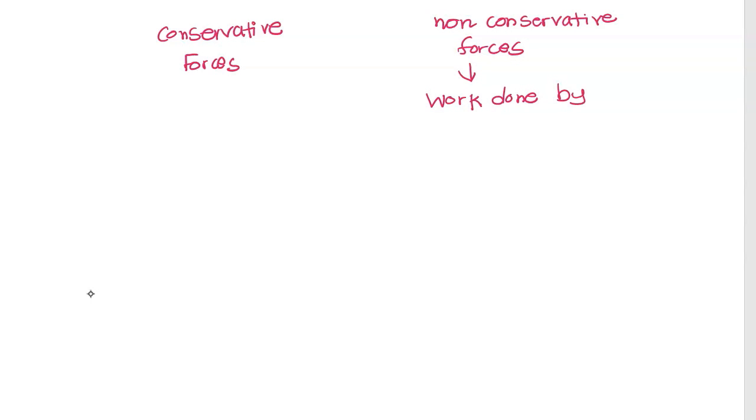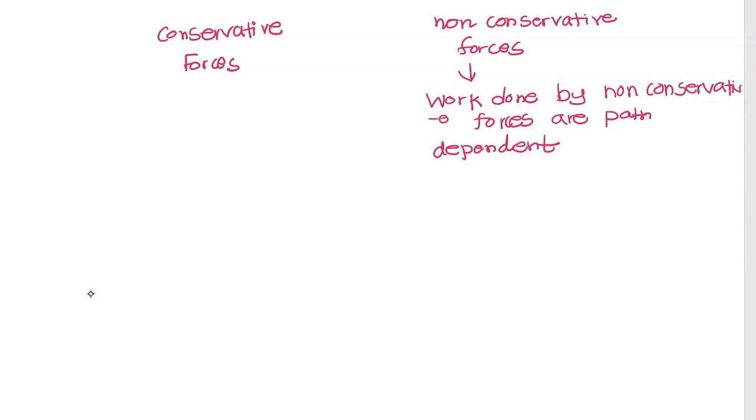And let me write it down first. So work done by a non-conservative force is path dependent. It depends on the path. And work done by a conservative force is path independent. So in this course, this is Physics 111, we learn about two types of conservative forces. That would be force of gravity and spring force. All the other forces except for force of gravity and spring force are considered as non-conservative forces.